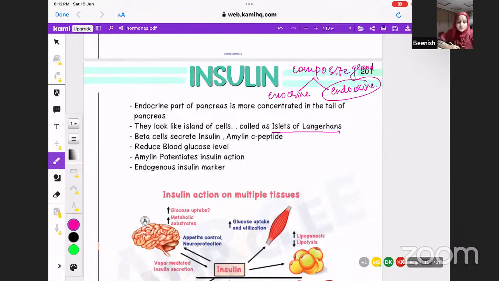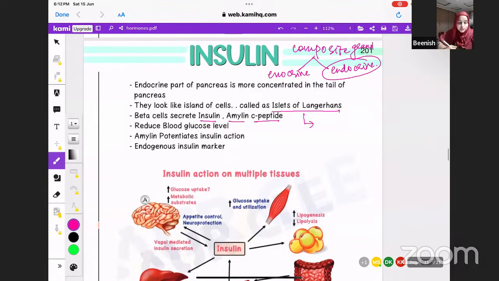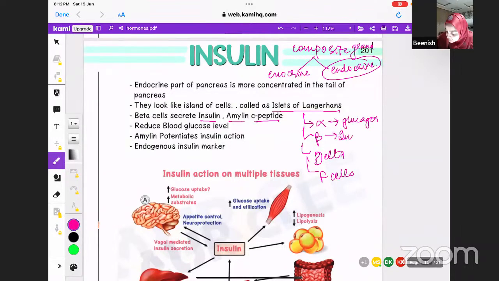Now, these islets of Langerhans have different cells. They have alpha cells or A cells which produce glucagon. They have beta cells which produce insulin, amylin, and C-peptide. Then they also have delta cells which produce somatostatin, and F cells which produce pancreatic polypeptide. So your islets of Langerhans have alpha cells, beta cells, delta cells, and F cells. Your alpha cells produce glucagon. Your beta cells produce insulin majorly. They also produce amylin and C-peptide. And your F cells produce pancreatic polypeptide.